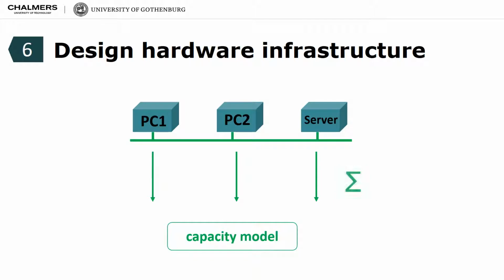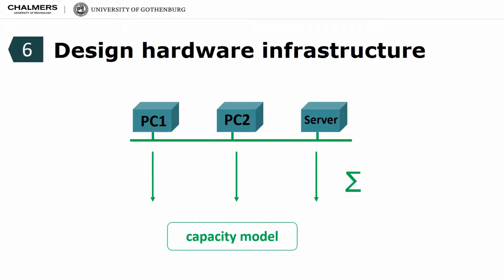Step 6. Designing the hardware infrastructure. The capacity perspective is computed on the basis of a deployment model. This deployment model includes a description of the hardware infrastructure, which states the following: which hardware or computing nodes are used in the system, how are hardware nodes connected through network components, and which software components are mapped, that means which are running on which hardware nodes.